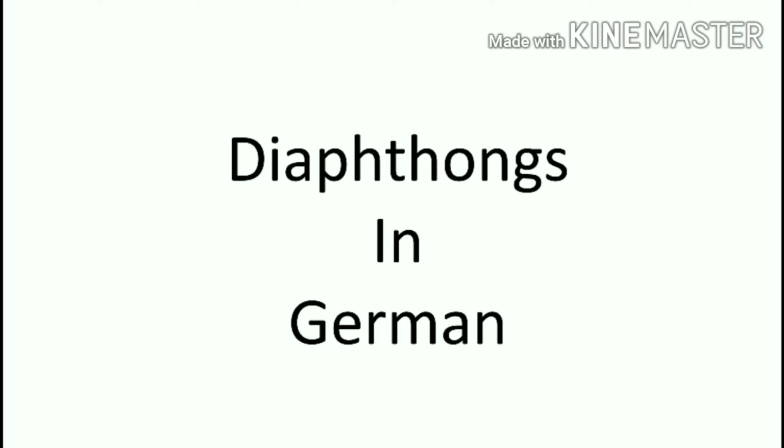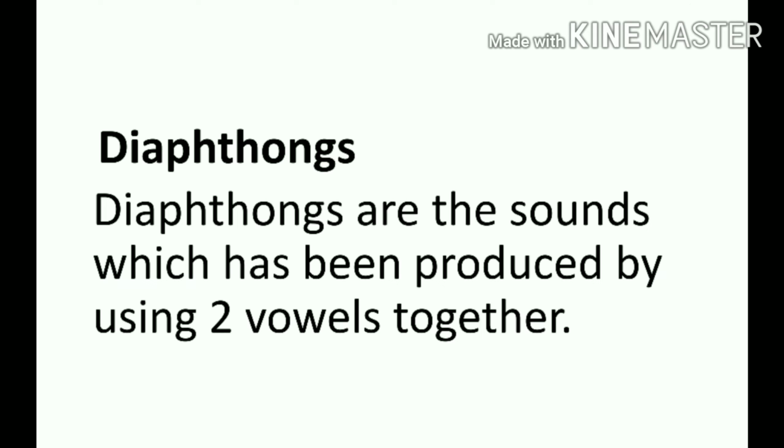Our today's topic is diphthongs in the German language. Diphthongs are the sound which is produced by using two vowels together. As you know, A, E, I, O, U are our vowels. If we use any two vowels together, it will create a different sound, and this sound is called a diphthong.